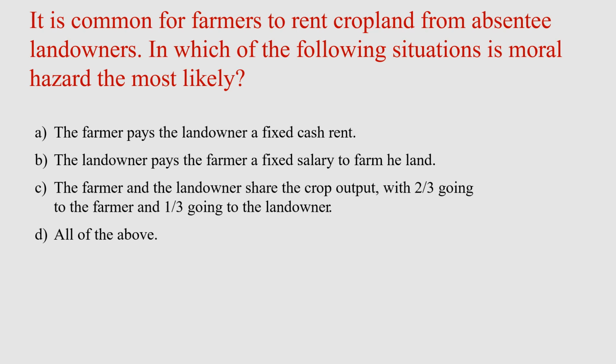So it is common for farmers to rent cropland from absentee landowners. In which of the following situations is moral hazard the most likely? A: The farmer pays the landowner a fixed cash rent. B: The landowner pays the farmer a fixed salary to farm the land. C: The farmer and landowner share the crop output with 2/3 going to the farmer and 1/3 going to the landowner. This is a different situation than the one I discussed in terms of carbon offset credits. So the answer really is C.